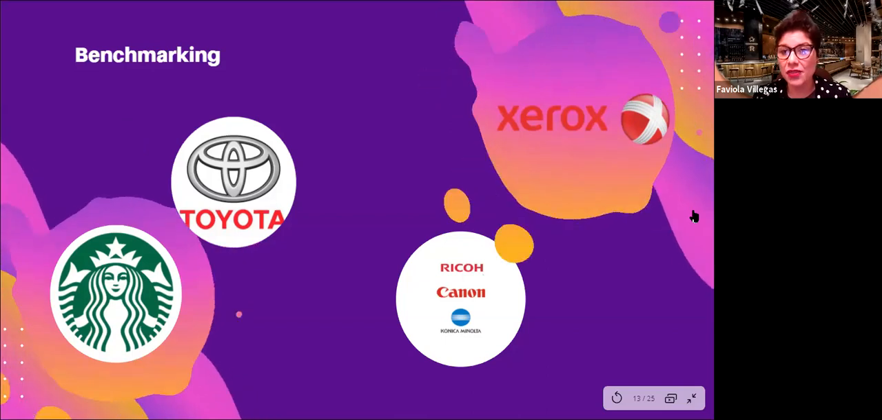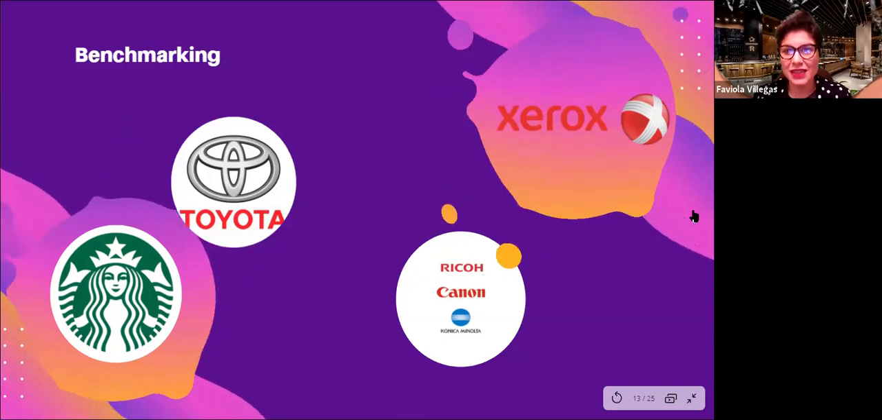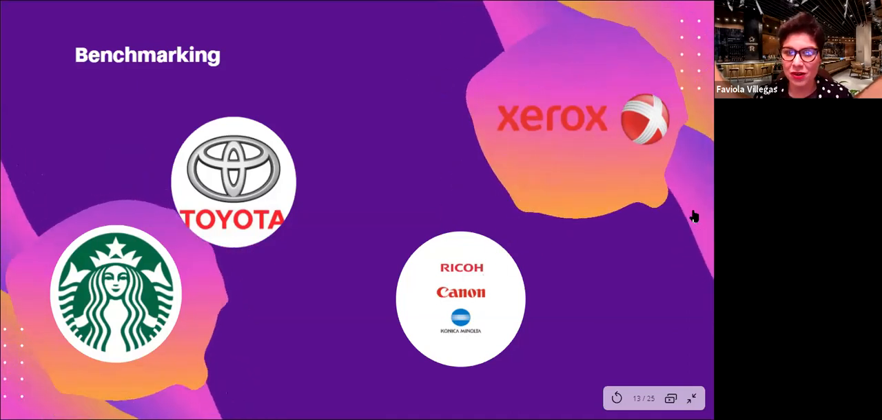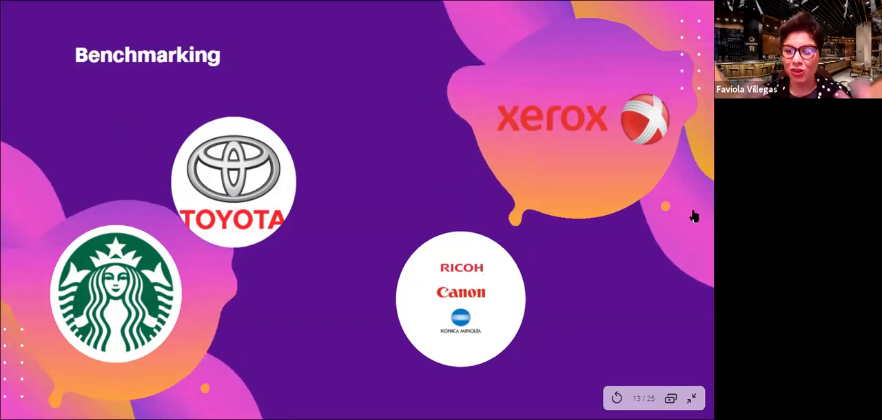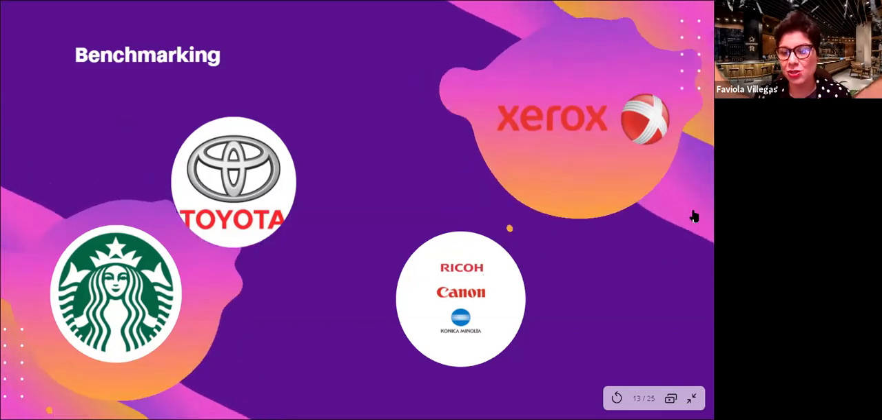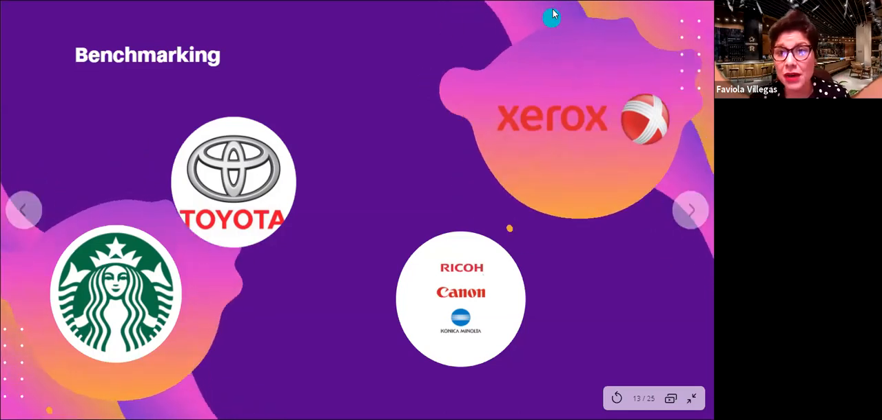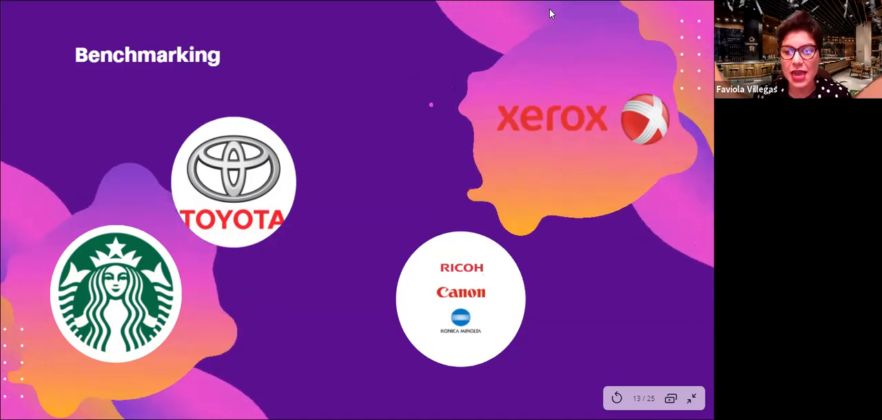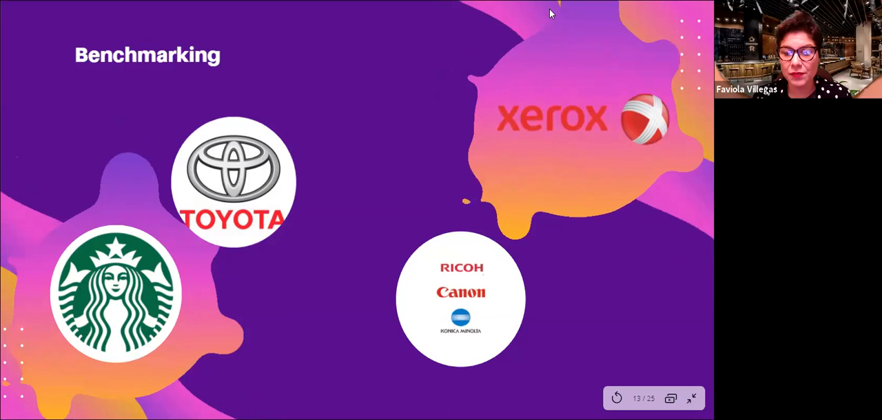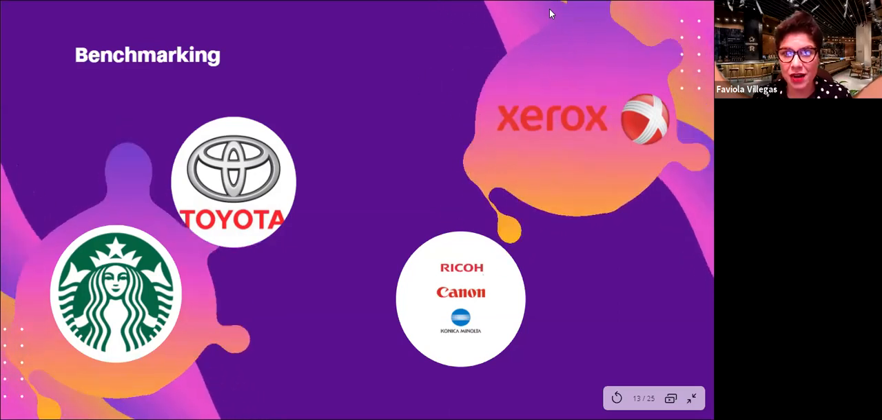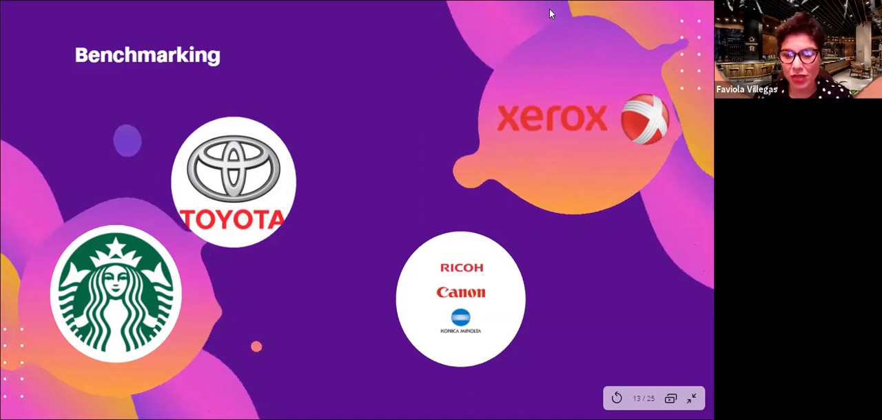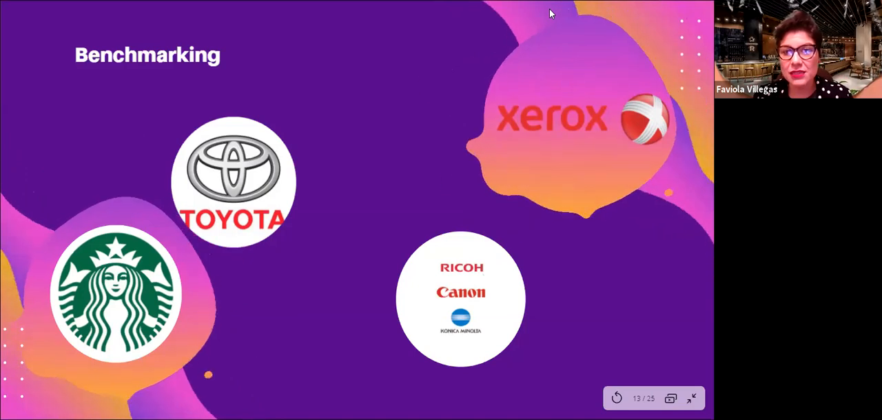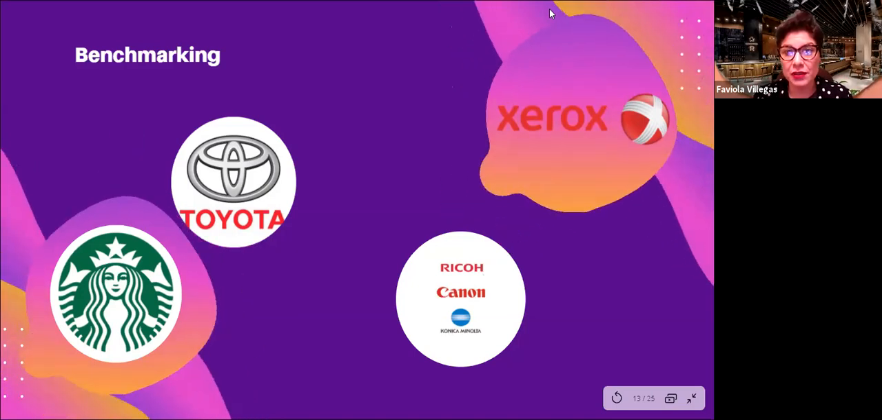You can be in another industry and still keep learning from other companies and become better and better. Starbucks made their huge success possible thanks to Toyota. And talking about Xerox, if you Google the history of Xerox, you're going to see that Xerox saw that these Asian companies, like Ricoh, Canon, and Konica Minolta, started to conquer the American market.